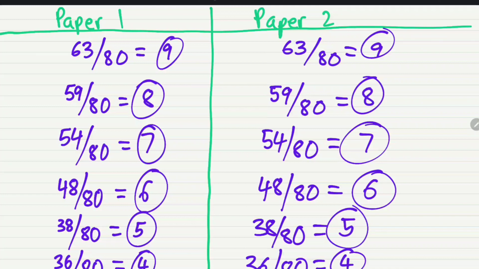So for paper 1, 63 out of 80 would get you a grade 9. If you get 63 out of 80 for paper 1, you need to score at least 63 out of 80 for paper 2. So if you can do that on average as a minimum, get 63 on paper 1 and 63 on paper 2, that would secure your grade 9.